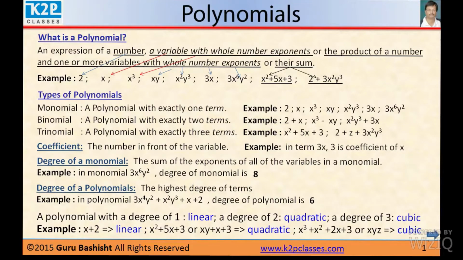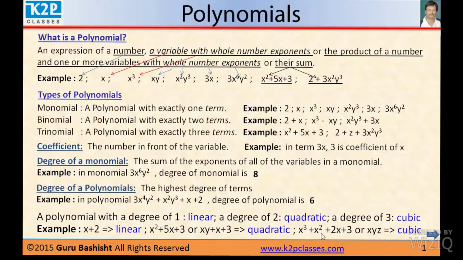The first one is linear. Why? Because the degree of the polynomial is 1. Here the degree of the polynomial is 2, because the highest degree of any term is 2. Here it is xy, so x to the power 1, y to the power 1. The sum for xy is 2. Quadratic. So that is why these are quadratic polynomials.